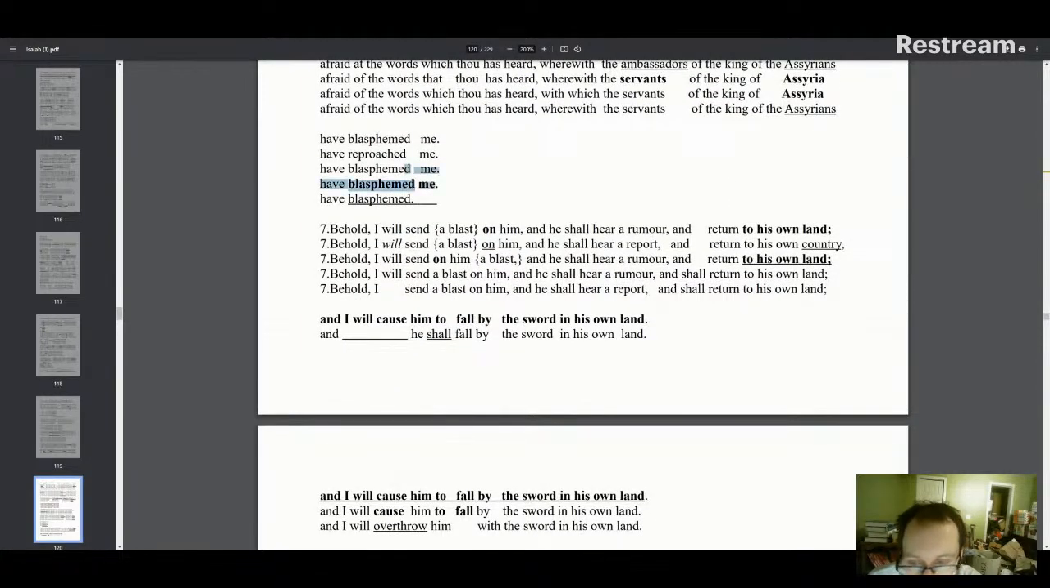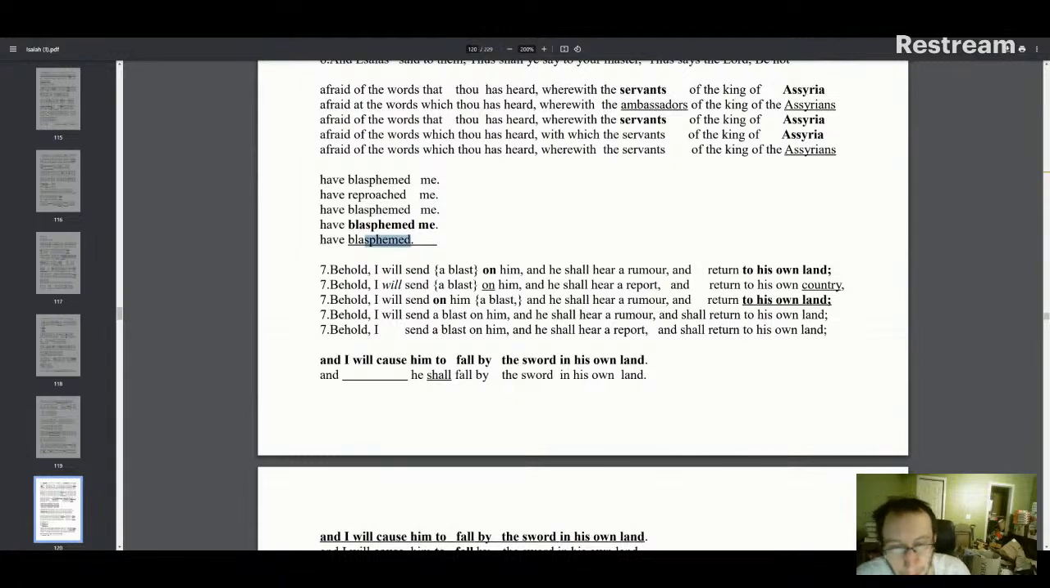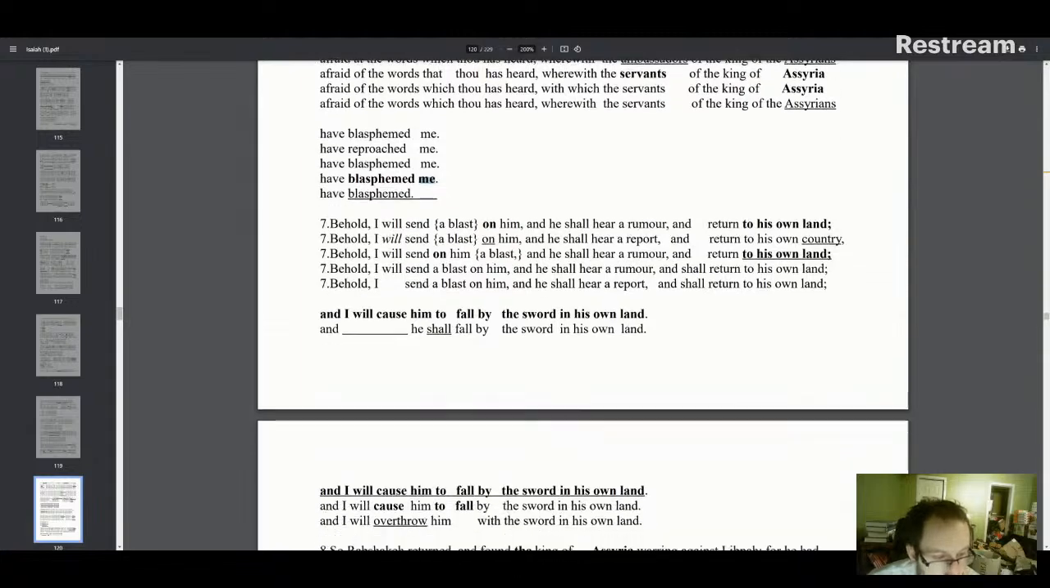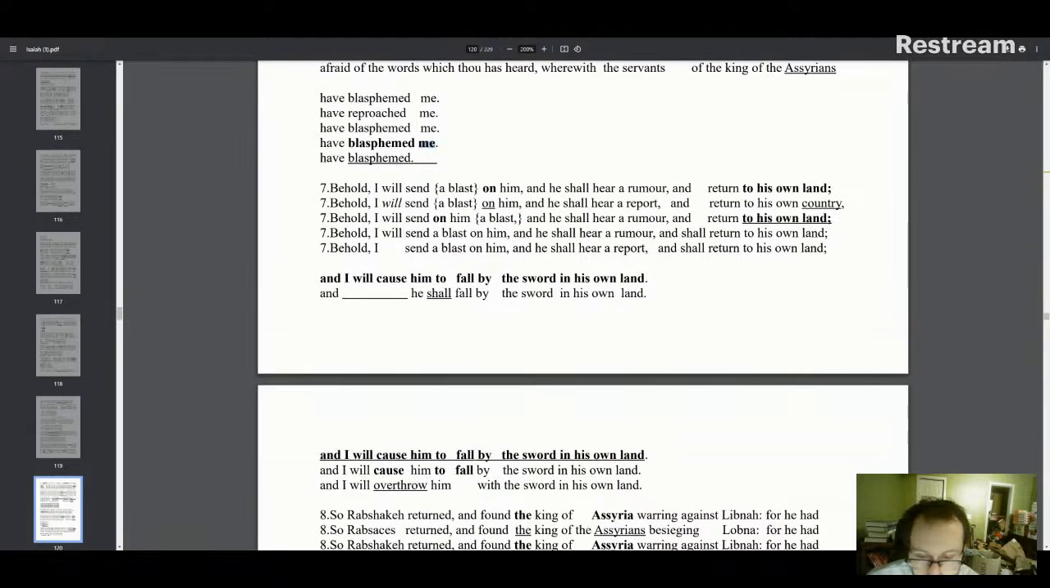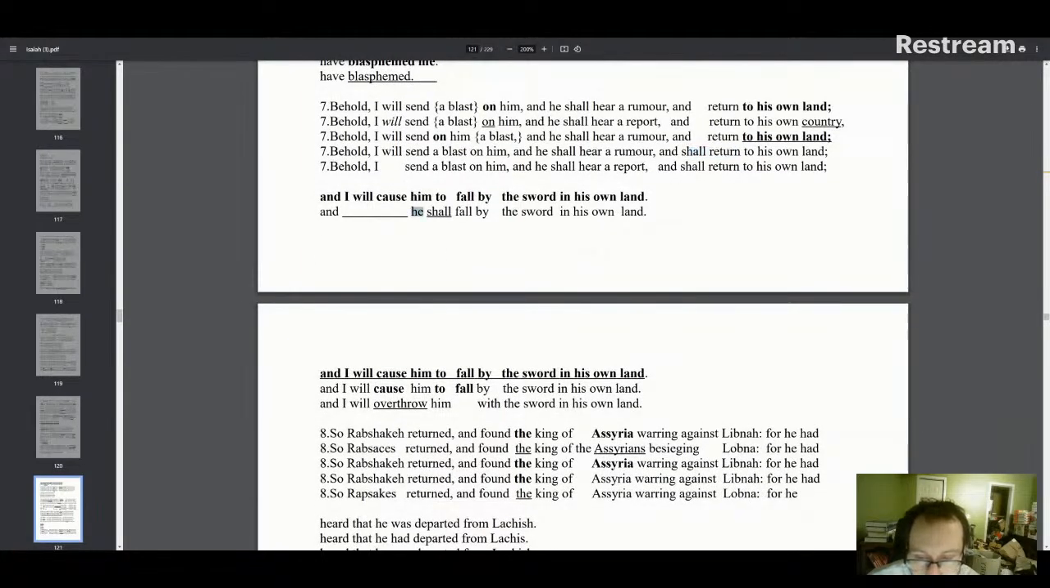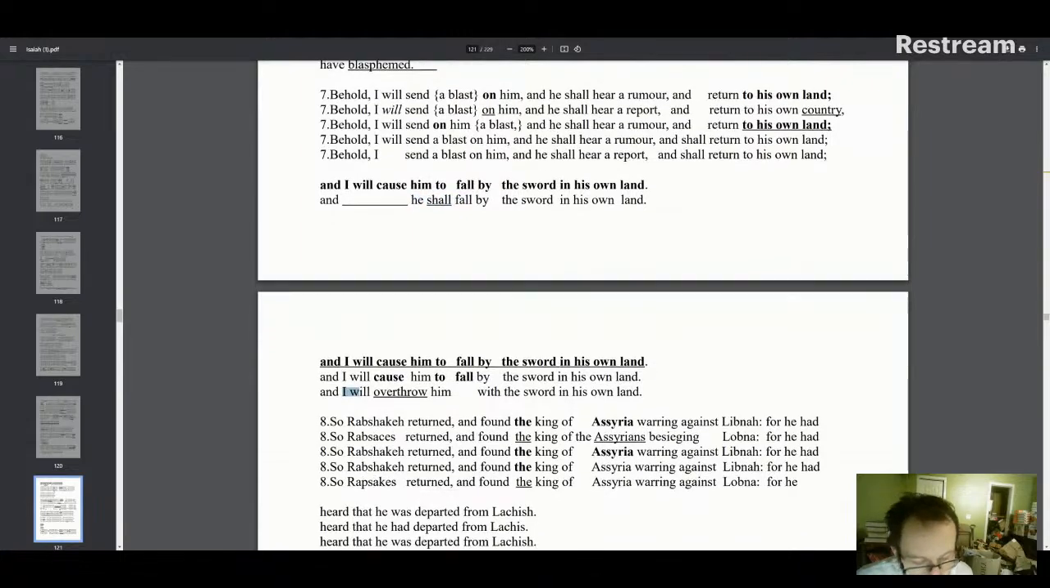Blasphemed me. All versions except the Septuagint of 2 Kings say blasphemed me. The Septuagint of 2 Kings, the only one that says blasphemed. So we prefer the more personal language anyway. So me is the more correct reading. Here we have, I will send, he shall return to his own land. Septuagint of Isaiah, the only one that says, he shall fall by the sword, whereas all other versions say, I will cause him to fall. So the more personal language of I is the correct reading.